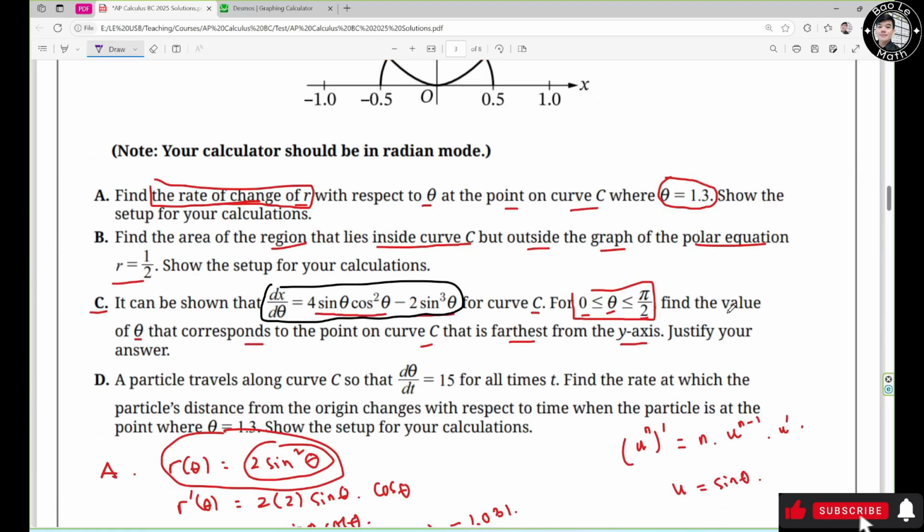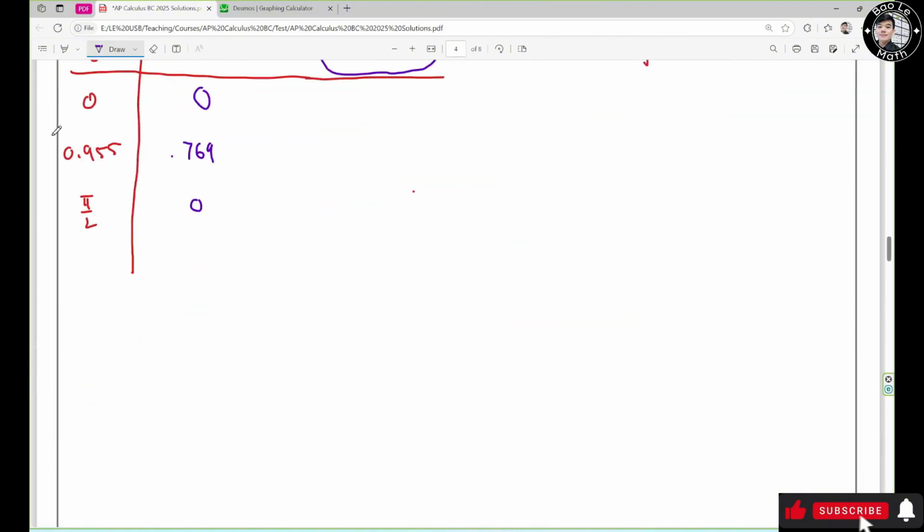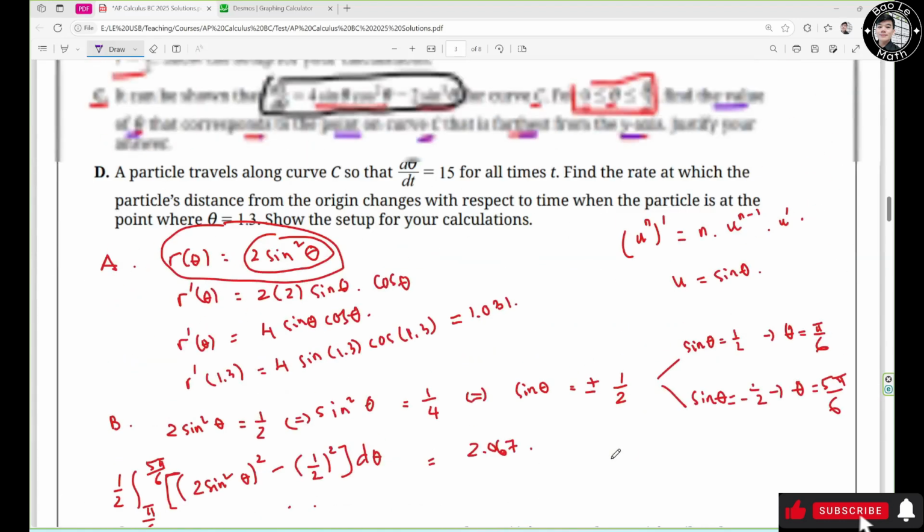Now I need to answer the question. You need to say the value of theta that corresponds to the point on the curve that is farthest from the y-axis is 0.955. Now let's move on to the next question.